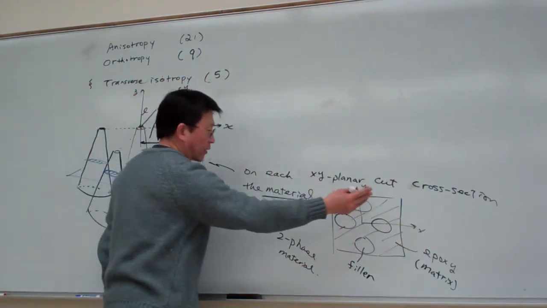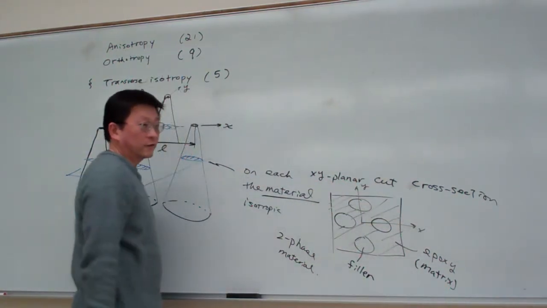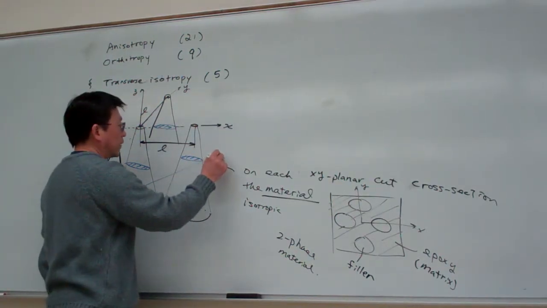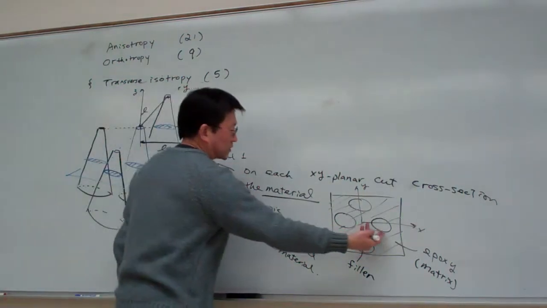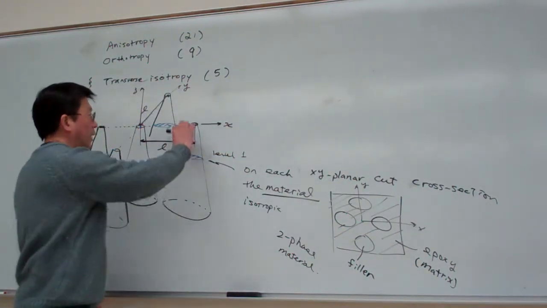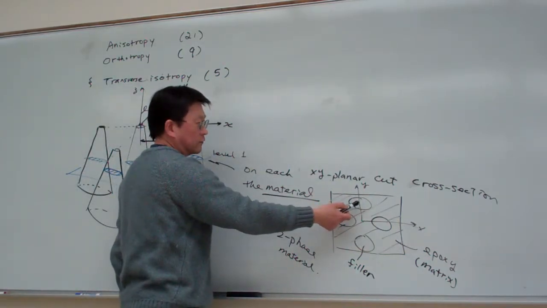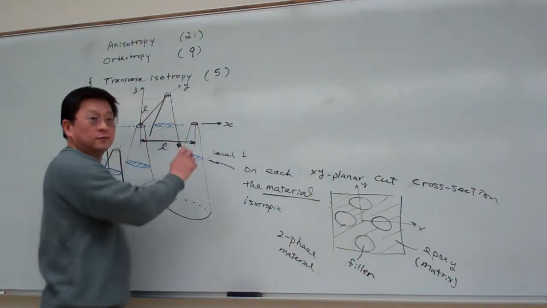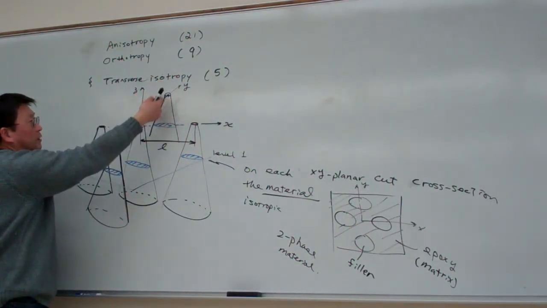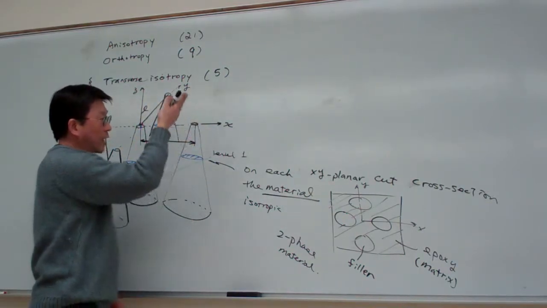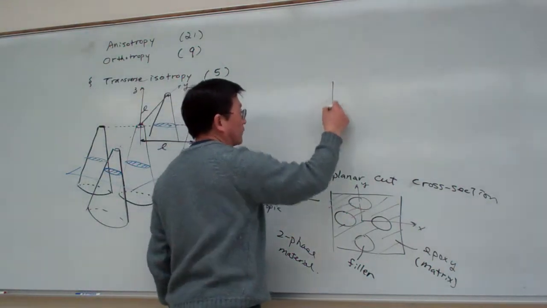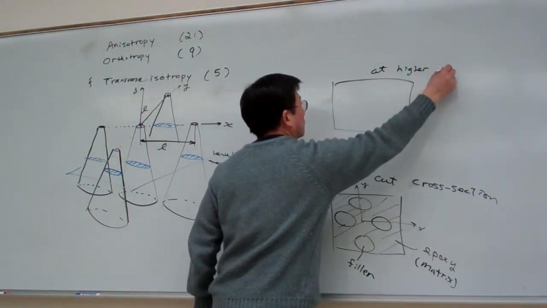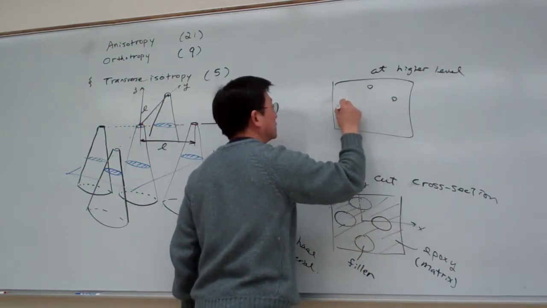in this plane, in the XY plane, equivalently, the whole material is isotropic. Okay, this is, for example, let me say, level 1. This is level 1. If we move the level up, you can see the fiber's volume fraction, well, the area fraction of the fiber, will get smaller, right? Because the top here is getting narrower. So for level 2, the higher level, the fiber could be something like this, smaller.